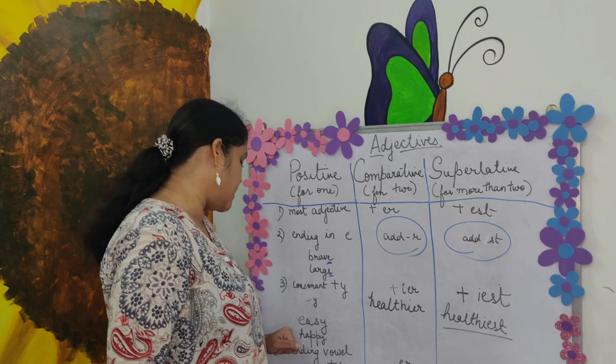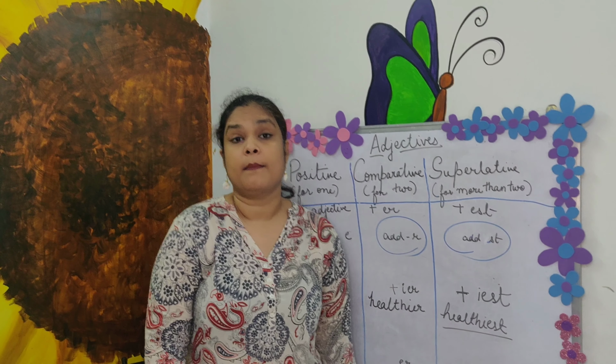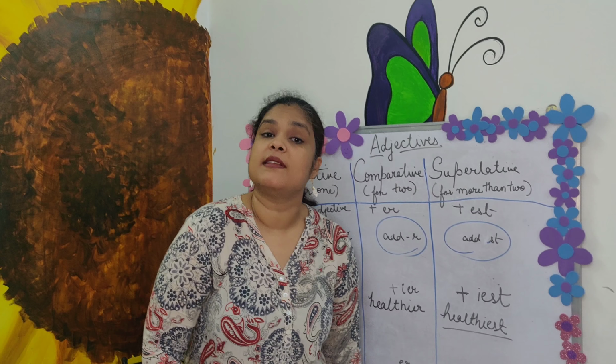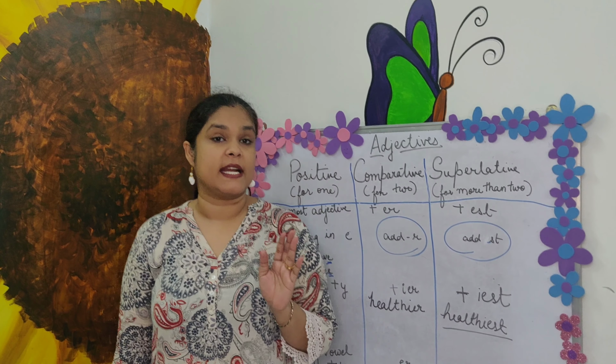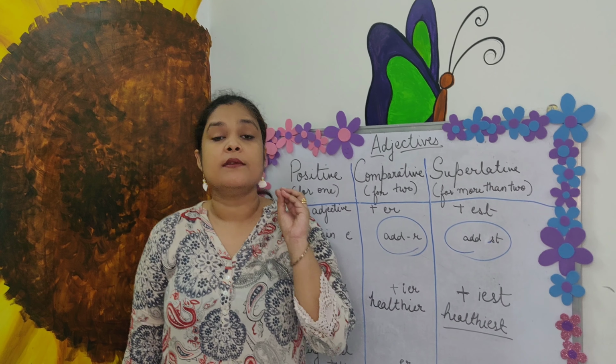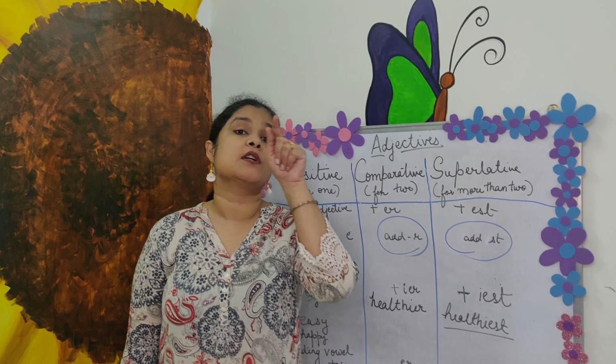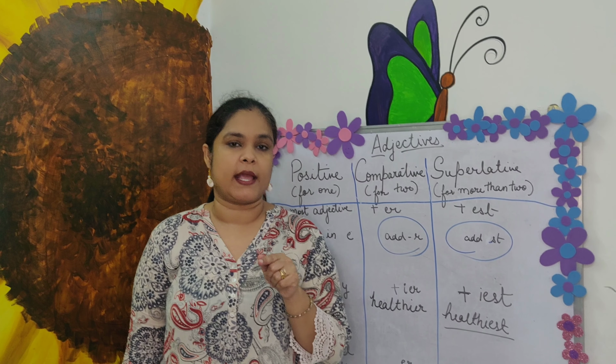The next rule is adjectives which end with Y, but preceding Y there is a vowel. Not the adjectives ending with E. For example, grey, G-R-E-Y. It's ending with Y, but there is a vowel preceding Y.